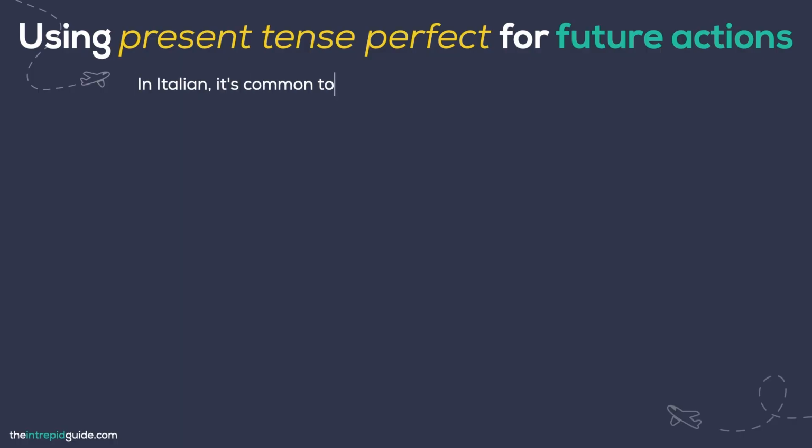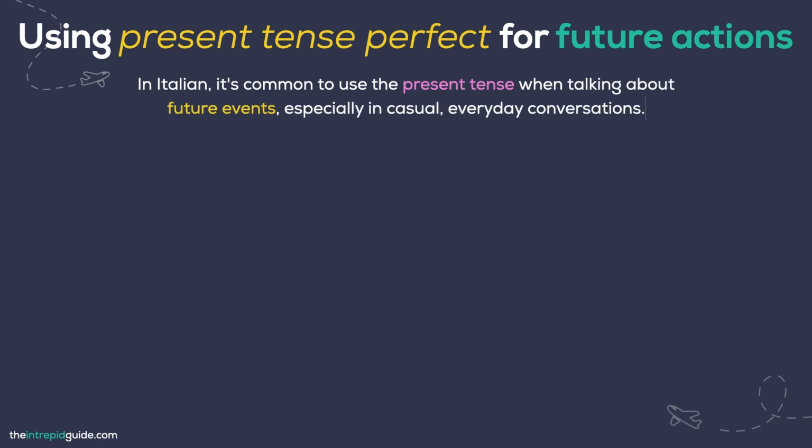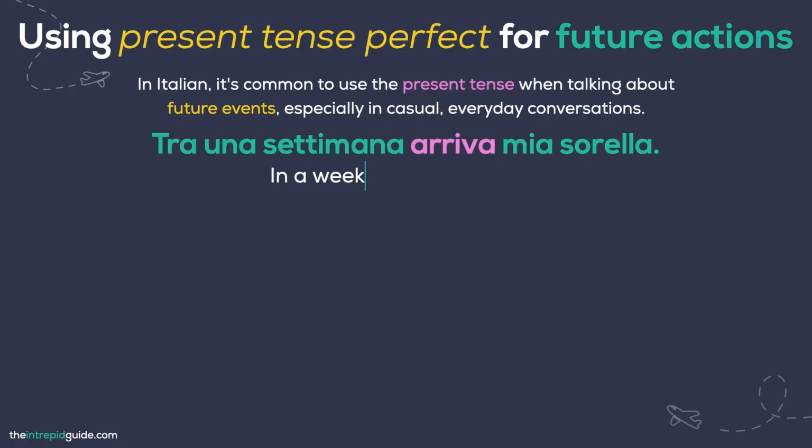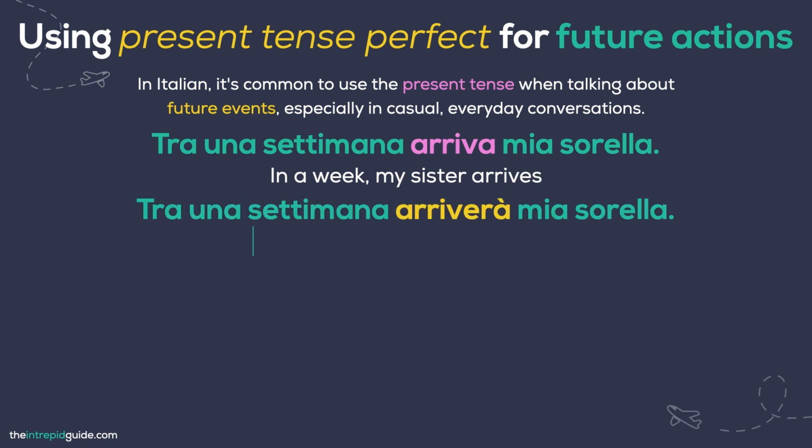Okay, let's take a look at when we use the present tense for future actions. In Italian, it's common to use the present tense when talking about future events, especially in casual, everyday conversations. This is especially true for plans or events that are certain to happen. For example, we can say, Tra una settimana arriva mia sorella, in a week, my sister arrives, instead of, Tra una settimana arriverà mia sorella, in a week, my sister will arrive.